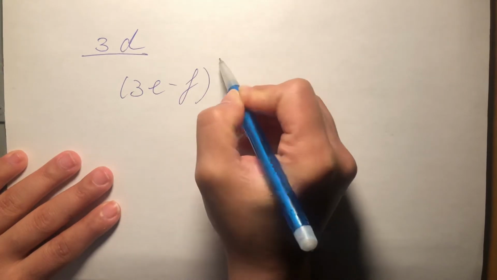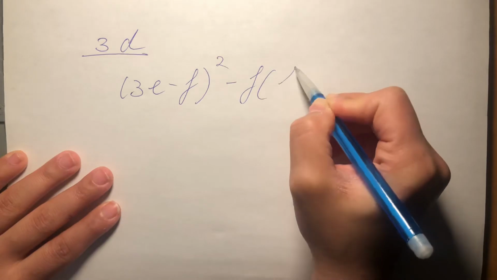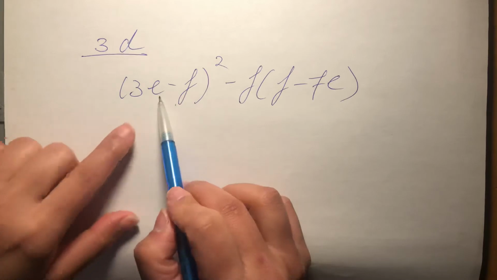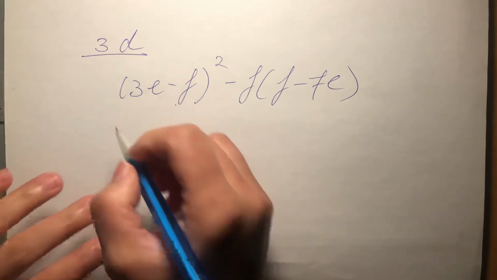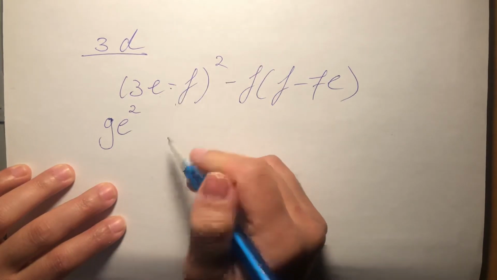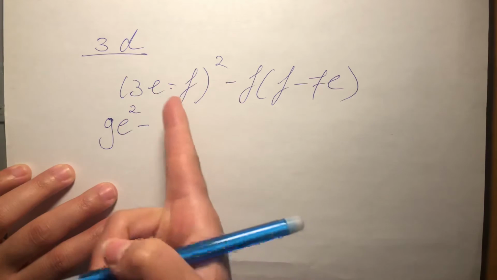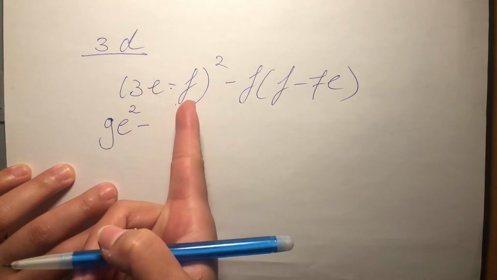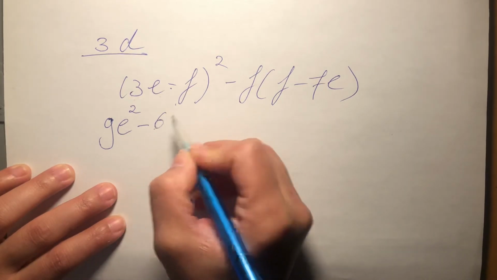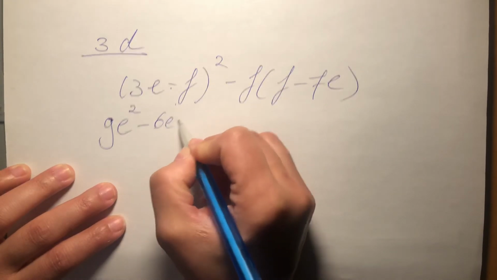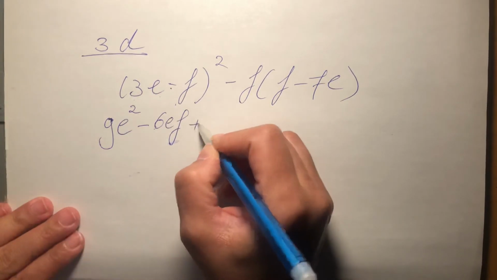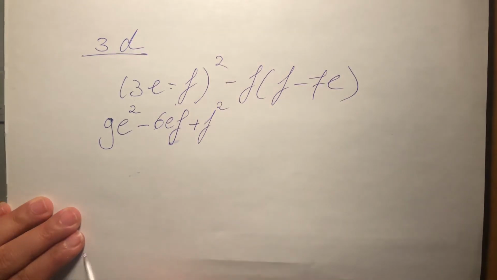(3e - f) to the power of 2 minus f, opening bracket, f minus 7e. Use the remarkable products, okay? This one times itself, 9e to the power of 2. You know it's negative, so it's going to be negative 2 times 3e times f. So 2 times 3e becomes 6, and then e times f. Yeah, negative, and then this one, negative times negative, becomes positive f to the power of 2.